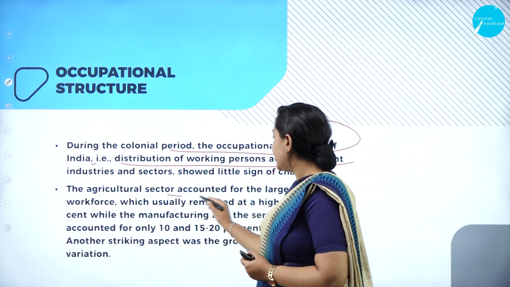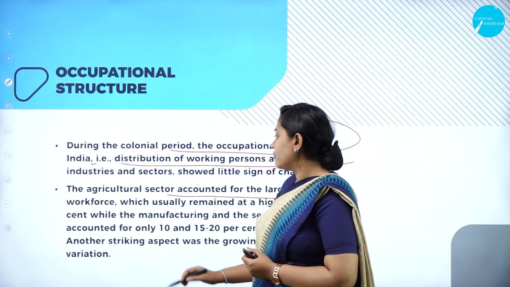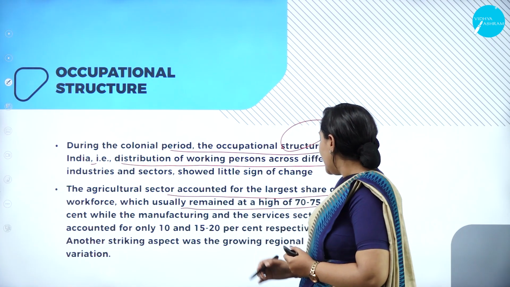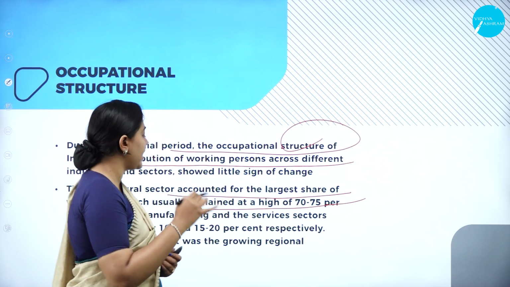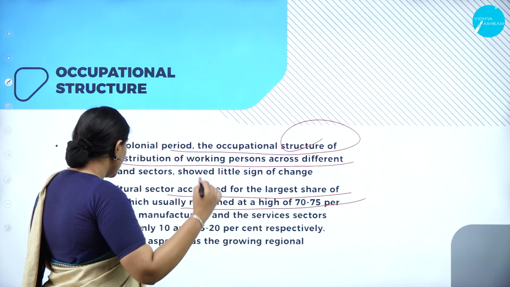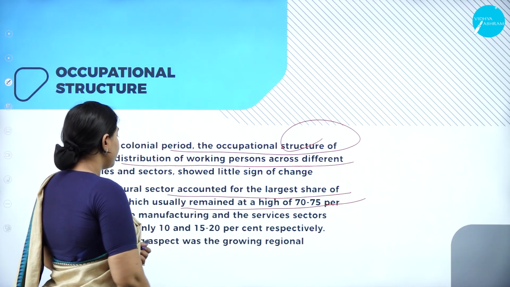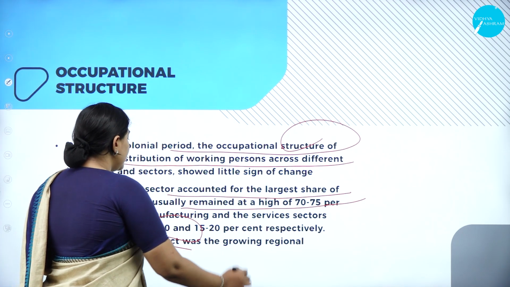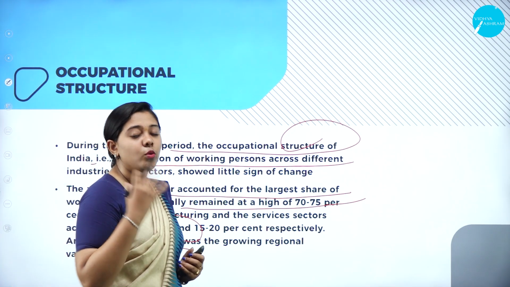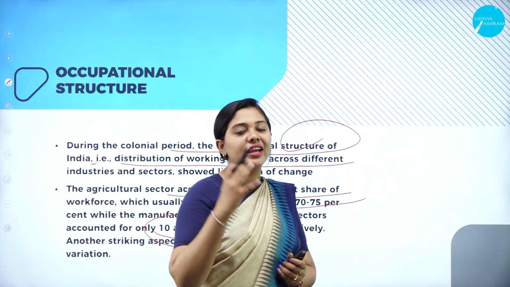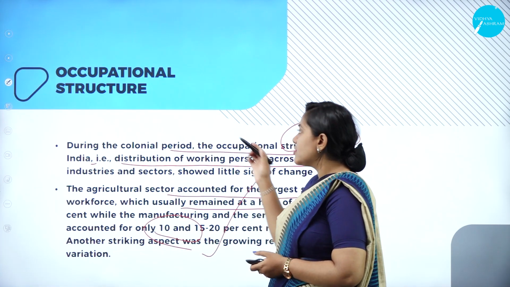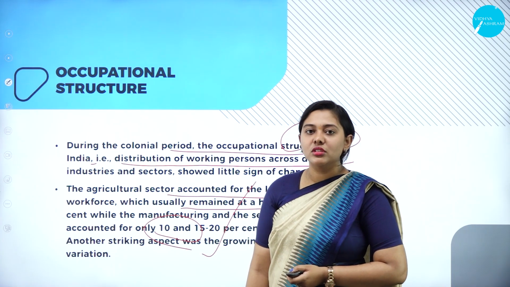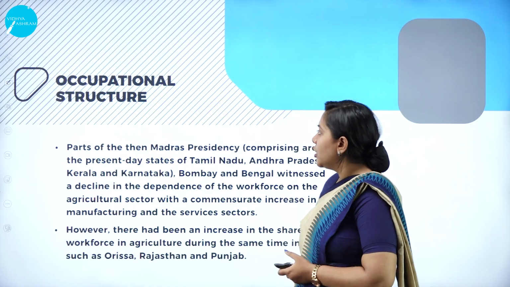The agriculture sector accounted for the large share of workforce, which usually remained high. 70 to 75% of the population entirely depended on agriculture, few of them on the manufacturing and service sector. Only 15 to 20% of people used to depend on the manufacturing and service sector. That too they used to migrate. So that is the situation of occupation during the colonial period in India.